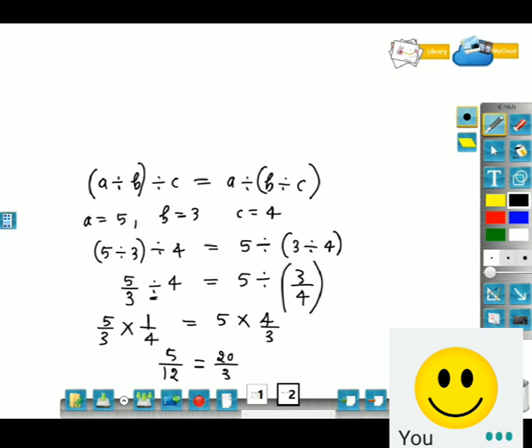Okay, on the left hand side we got 5 by 12, and on the right hand side we are getting 20 by 3. Are they equal?